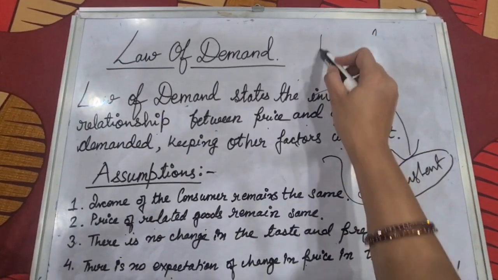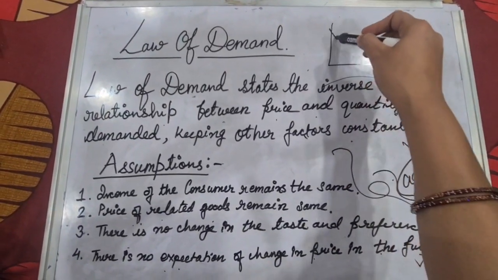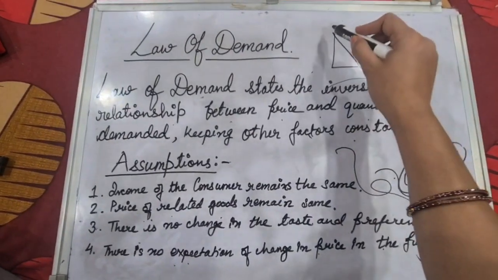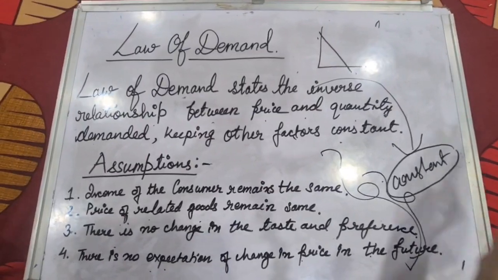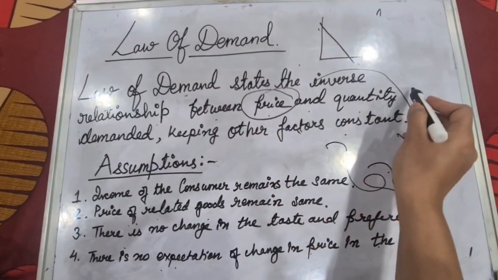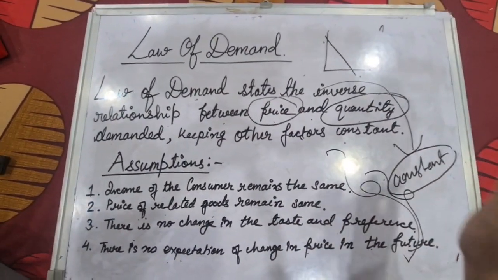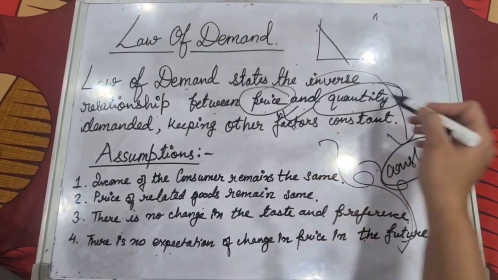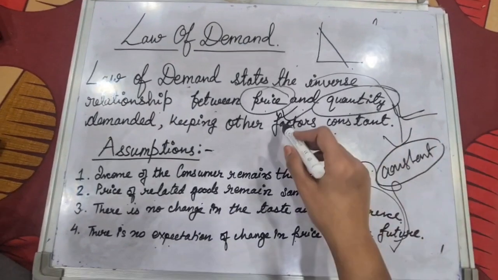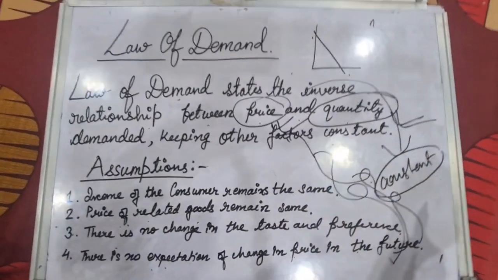Okay, so there is an inverse relationship. The demand curve slopes downward from left to right because of the inverse relationship between the price and the quantity demanded. The only things that change in the law of demand are the price of the good and the quantity demanded. All the other factors are constant.